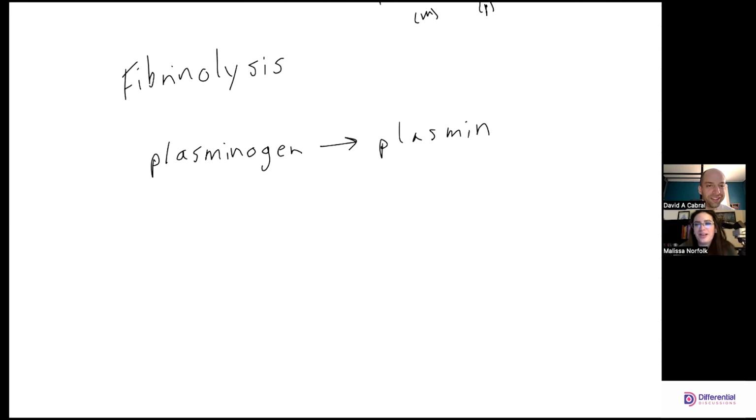And for those of you that actually enjoy the biochemistry, which is probably me and the other clotter nerds, it's when you cleave fibrinogen into fibrin, you expose lysine moieties. Just these lysine groups on top of the fibrin molecule.